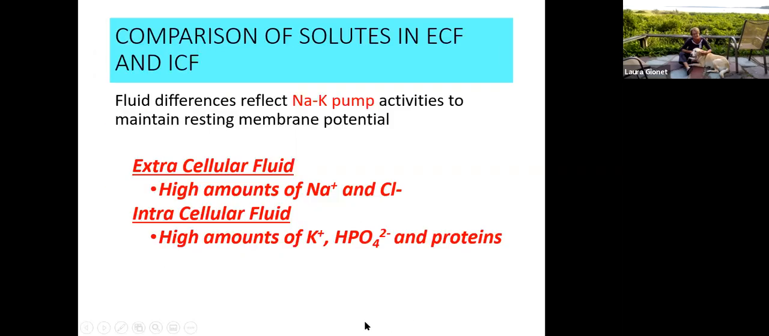All right, so comparison of solutes in ECF versus ICF. The fluid differences reflect primarily the activities of the sodium-potassium pump. Remember, 3 sodium out, 2 potassium in cells, right? So remember, potassium's concentration is high inside the cell, and sodium and chloride are in higher concentration outside the cell.